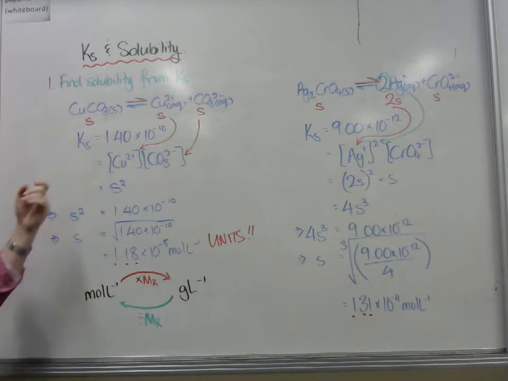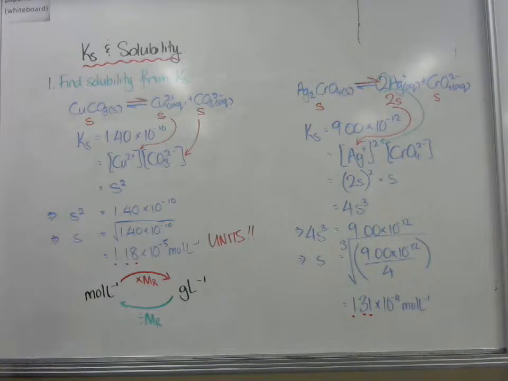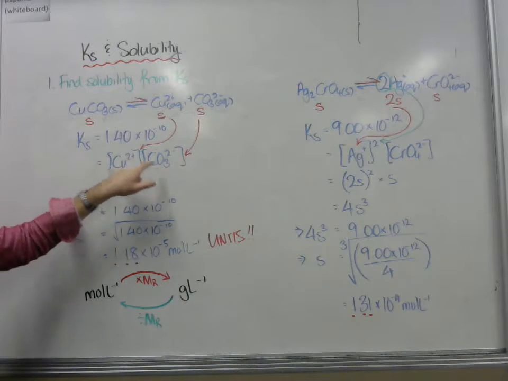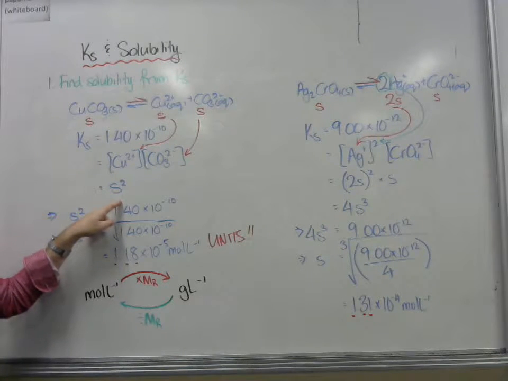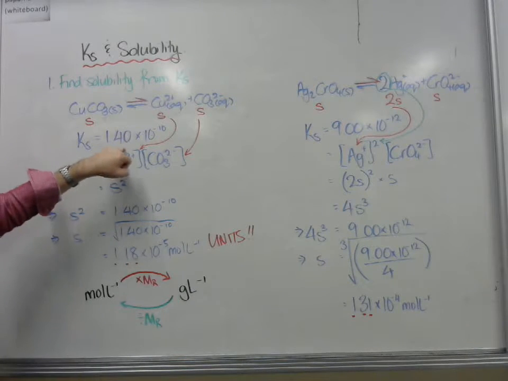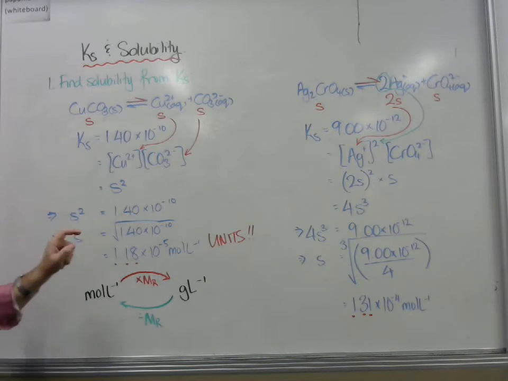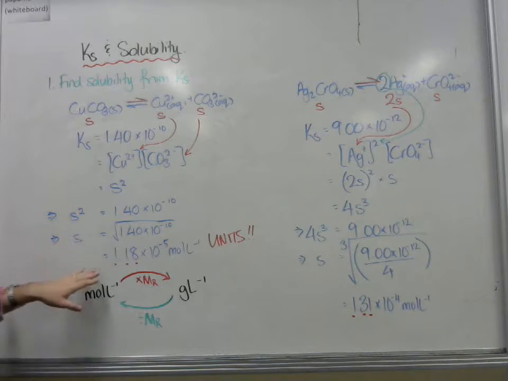Therefore, I wrote my Ks expression for this. Why didn't I include the CuCO3 in this? Because it's a solid, good. It's not aq, it's solid, so I disregard it. If both of these are S, S times S is S squared. Again, this is why it might be easier to use X, because that's the way you've been taught in maths. I can therefore say S squared and 1.40 times 10 to the negative 10 are the same, so I'll rewrite it this way. I need to know S, the solubility, how much did dissolve, so I'll take the square root of both sides, and I get my answer.